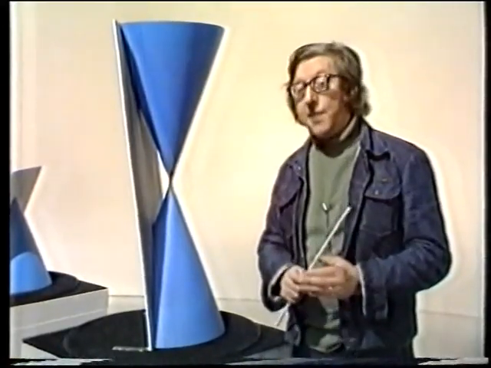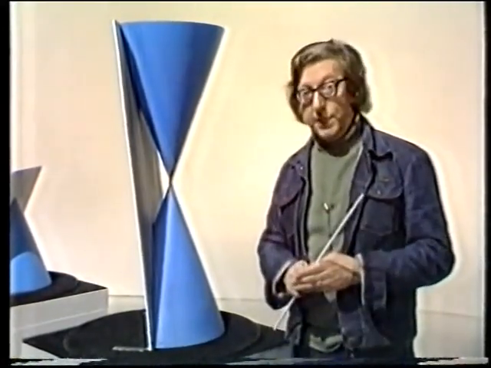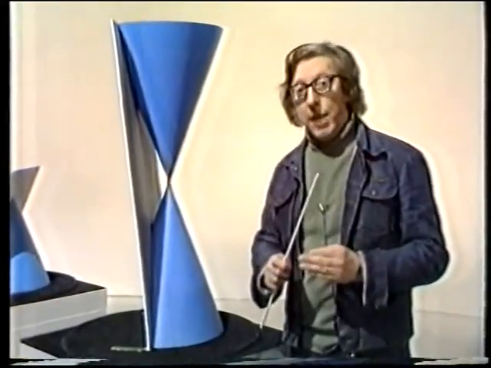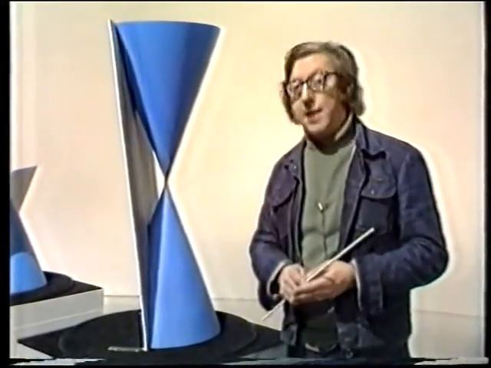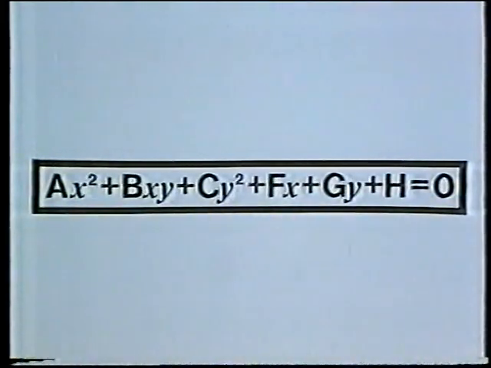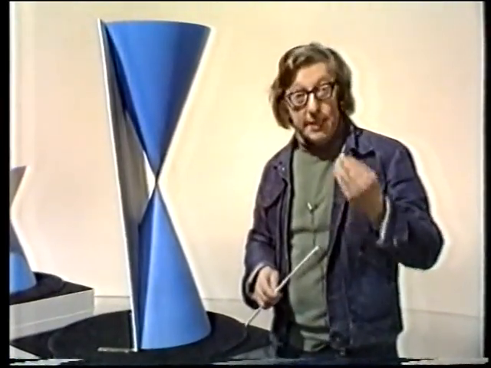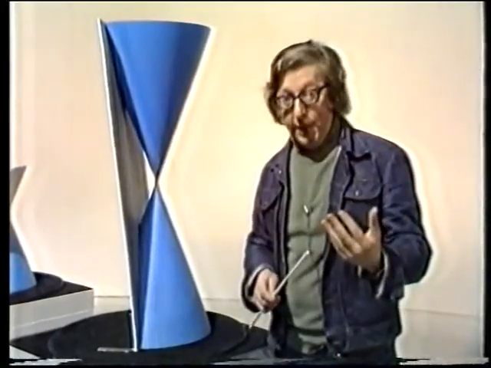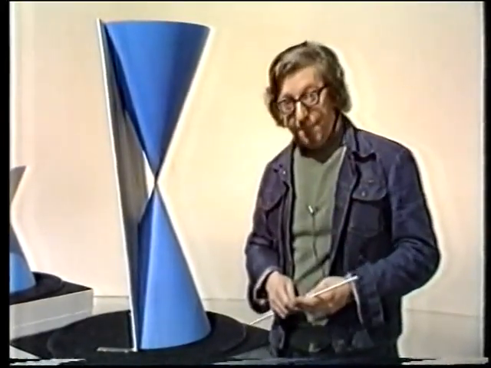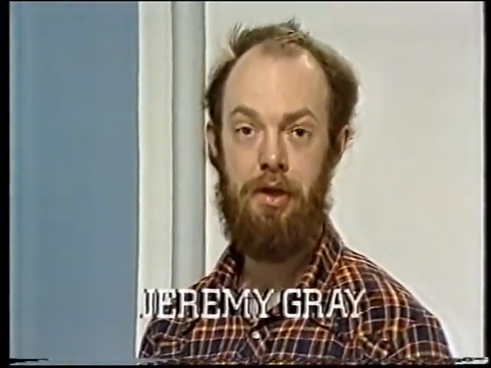Now, it turns out that in coordinate geometry, all conic sections, degenerate or non-degenerate, can be described by an equation of the second degree. That is, it's an equation of the form ax squared plus bxy plus cy squared plus fx plus gy plus h equals 0. And in fact, in this program, we're going to take as a definition of a conic an equation of the second degree.